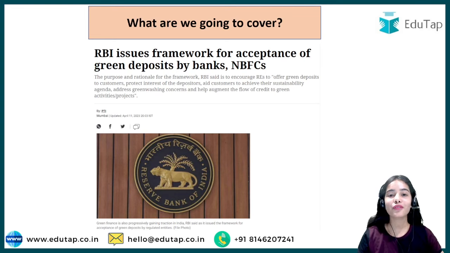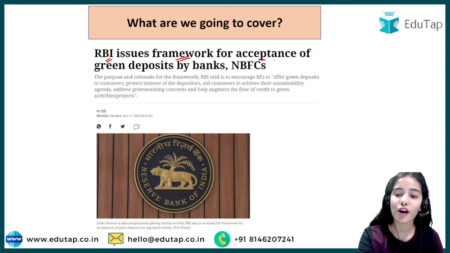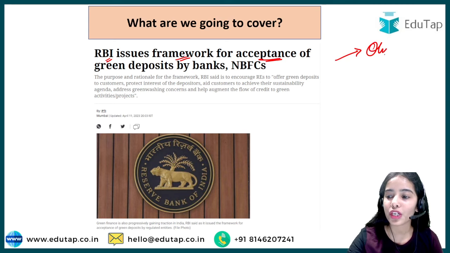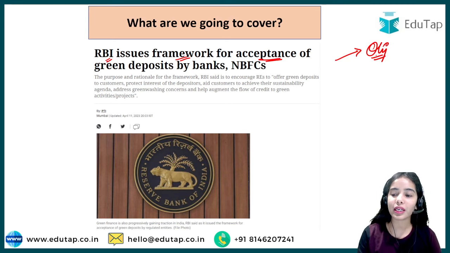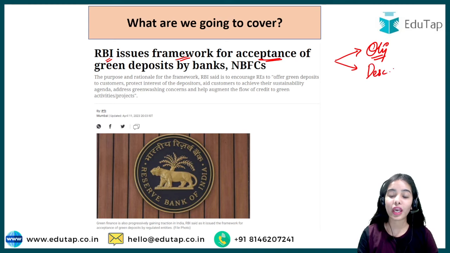So in today's session, we are going to discuss a very important news article of finance, regarding the Reserve Bank of India, which has issued a new, very important framework for the acceptance of green deposits. Now this framework is very important from the objective point of view in the regulatory body exams, as well as from the descriptive answer writing point of view also, because here you will see important definitions that have been given in this framework.